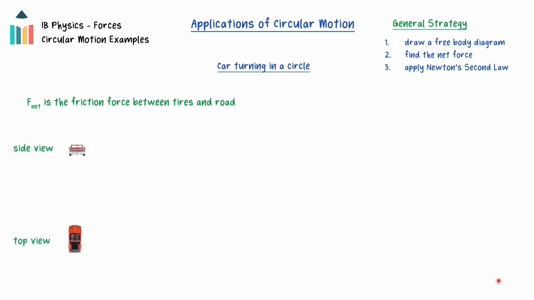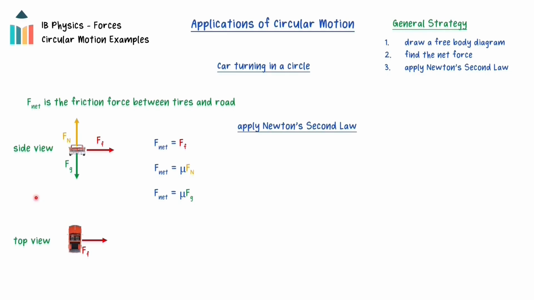A free body diagram for the car will feature the friction force acting horizontally into the center of the circular motion, while the force of gravity acts downwards and the normal force acts upwards, as seen in the side view of the car. Because the only force pointing into the center is the friction force, it must be equal to the net force. The force of friction is equal to the coefficient of static friction multiplied by the normal force, which in this case is equal to the force of gravity.